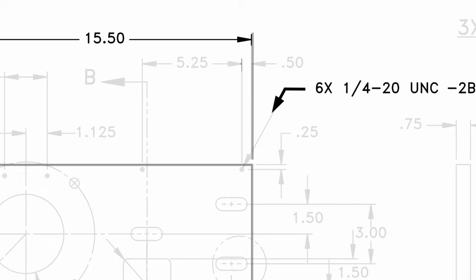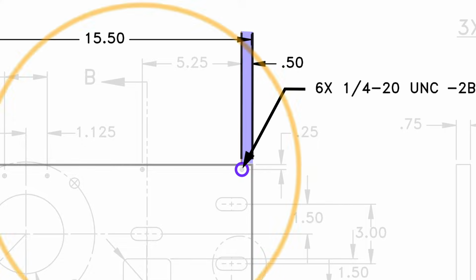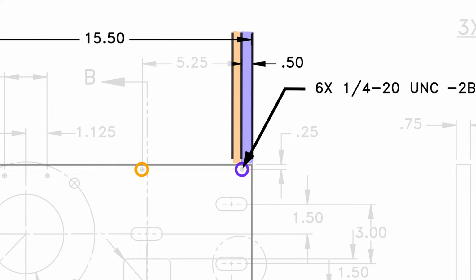In this case, the leader is pointing at the center of a hole, so we know that these holes are 0.50 inches from the edge of the part, and this second set of holes is 5.25 inches from the first set of holes.